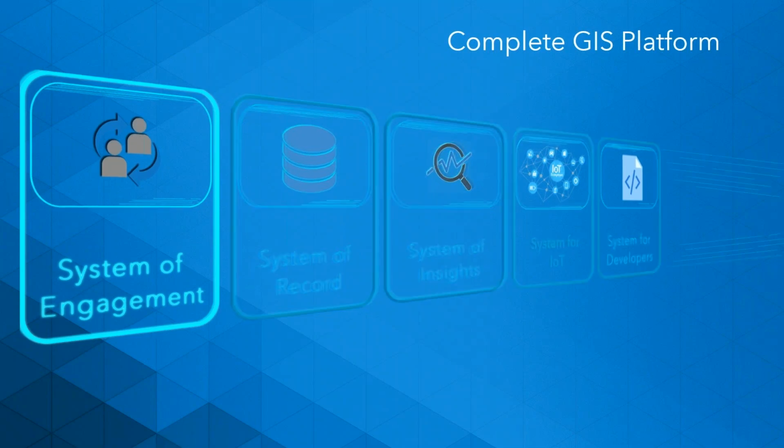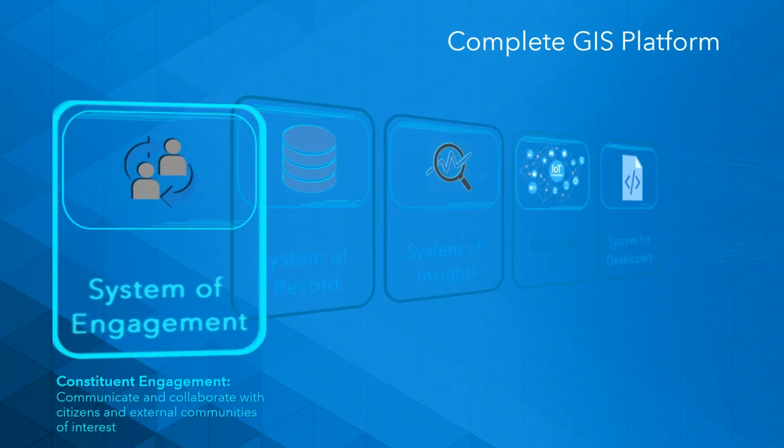And for this webinar, we will be focusing on a common pattern of use for the GIS system of engagement, which is external stakeholder engagement, communicating and collaborating with citizens and external communities of interest. The ArcGIS platform provides extensive capabilities to help you meet this pattern of use.